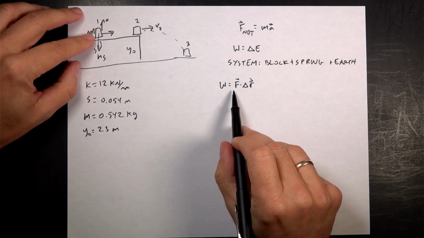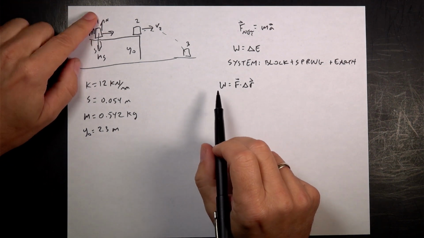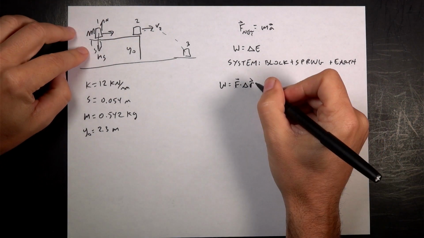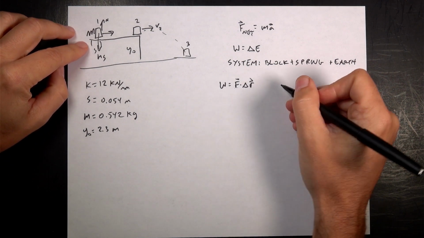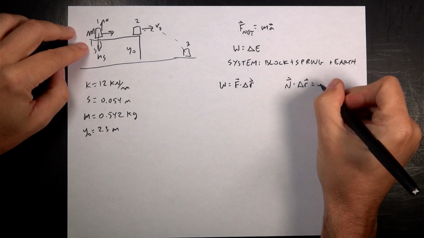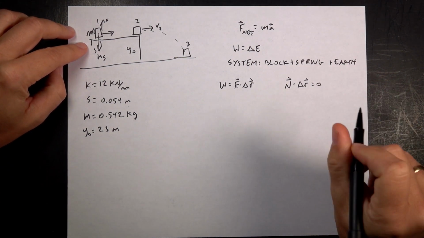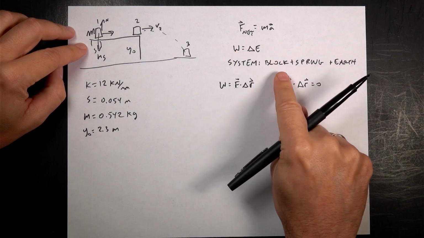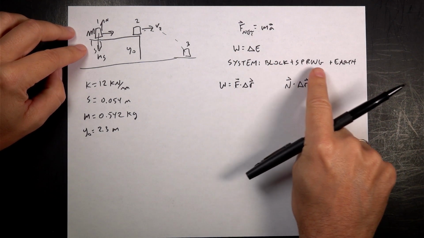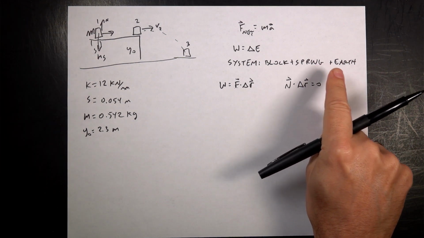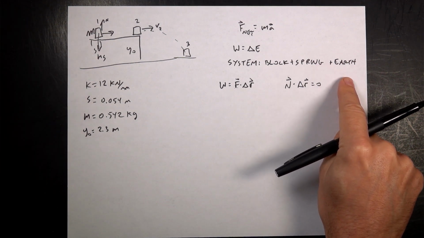So in this case, the normal force is up, delta R is that way, so that these two are perpendicular, so the work done by the normal force, N dot delta R, is 0. They're perpendicular. So that's great, because now we have no work done on the system. But since I have the block, I have kinetic energy. Since I have the spring, I can have elastic or spring potential energy. And since I have the earth, I have gravitational potential energy.